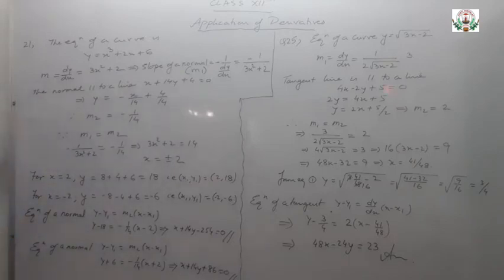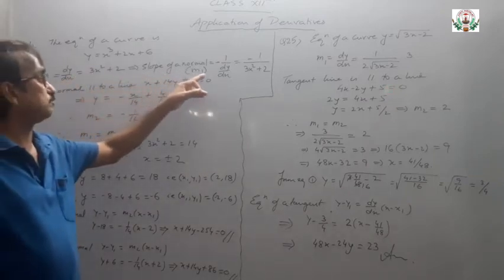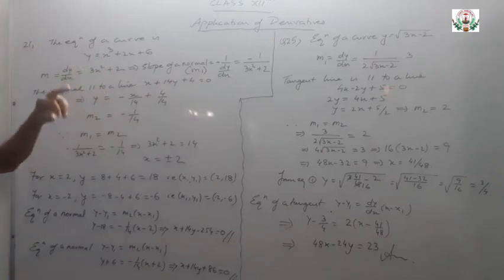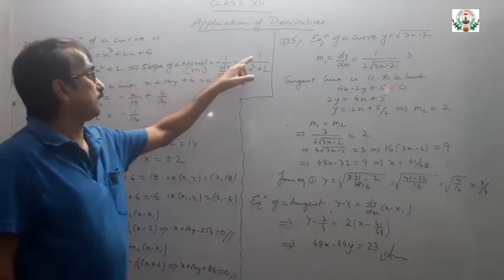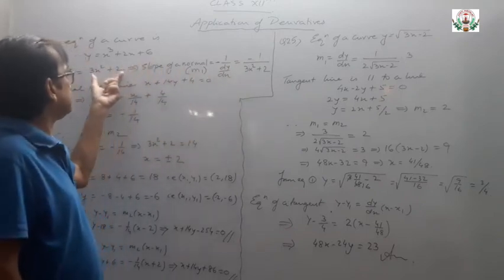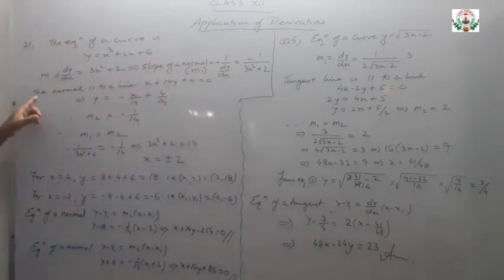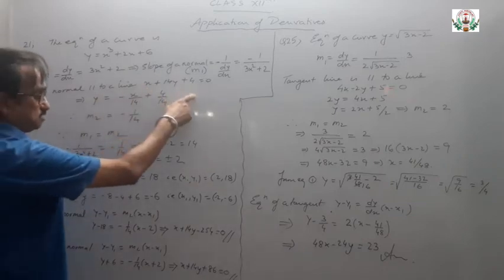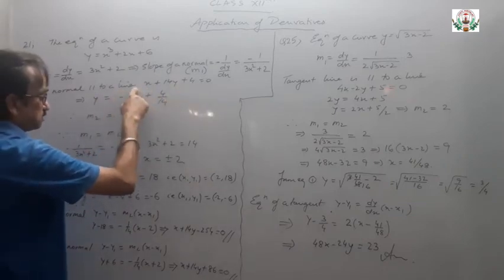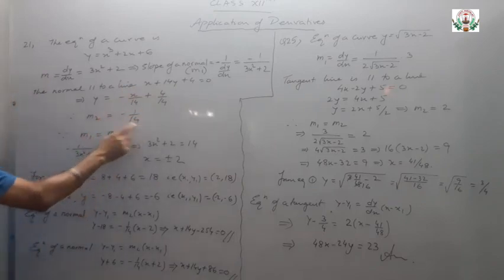Now we have to calculate the equation of the normal. So the normal is always perpendicular to the tangent line. So the slope of a normal is given by minus 1 upon dy by dx, as dy by dx is 3x square plus 2. So the slope of the normal m1 equals minus 1 upon 3x square plus 2. Now the normal is parallel to this line. So we convert this equation in the form y equals mx plus c, and the coefficient of x will be our m2, minus 1 by 14.